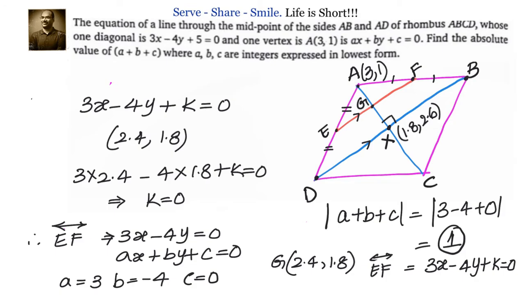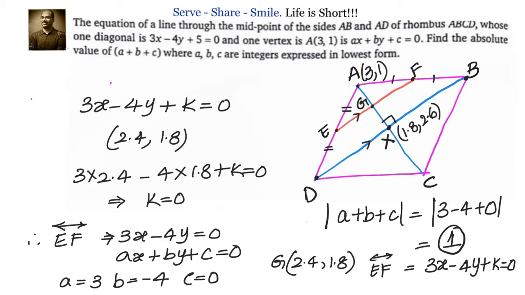Let's have a recap of this problem. We have been given that ABCD is a rhombus and the coordinates of A are (3, 1). E and F are midpoints of AD and AB respectively. We also know one diagonal is 3x minus 4y plus 5 equals 0. We have been asked to find the equation of EF. First we checked whether the given diagonal is AC or BD by substituting (3, 1). We understood that the diagonal is BD.